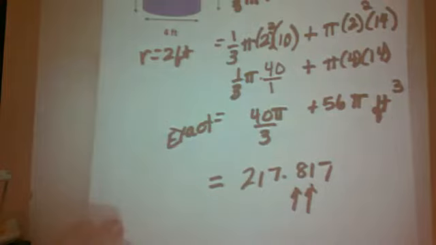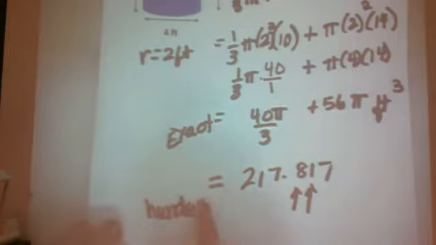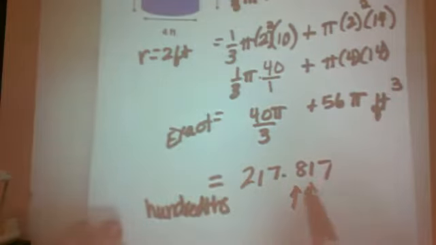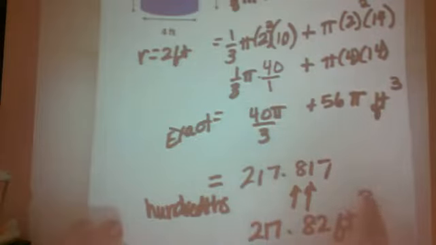So let's say we were told to round this to the hundredths. That means we're rounding to the 1, so we look at the number right after it. So what does the 7 do to the 1? Is it going to stay a 1 or is it going to go to a 2? It's going to go to a 2. So 217.82 feet cubed would be our decimal approximation answer.